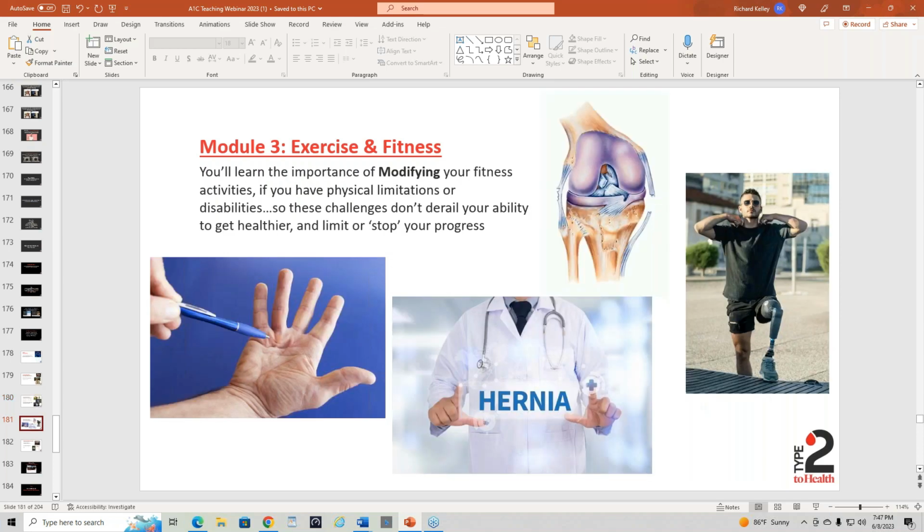Also in module 3, we talk about modifying your fitness activities, especially if you have any physical limitations or disabilities, so that these limitations, or what might be interpreted as limitations, don't derail your ability to move forward and get healthier or stop your progress altogether. So you'll learn about that in this module.